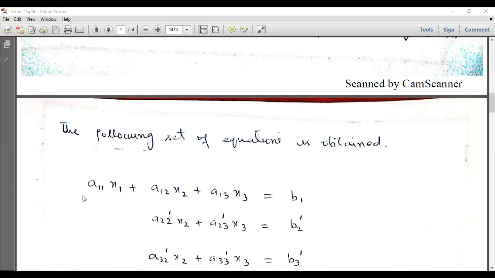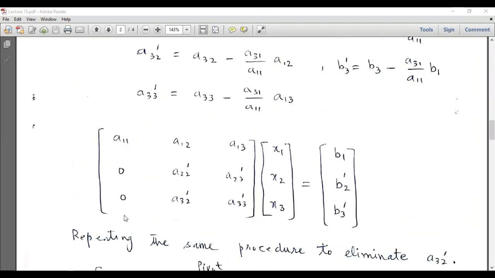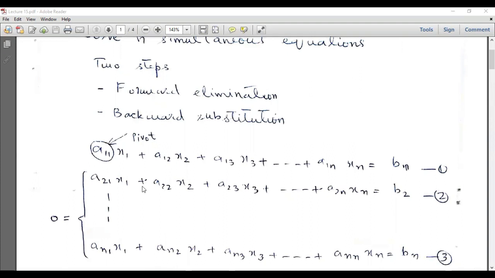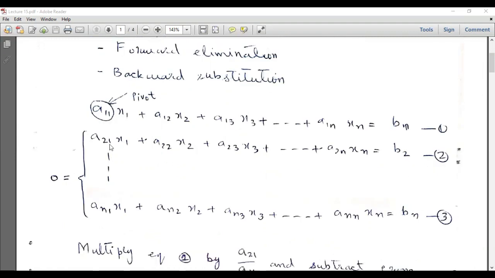Now the question is how we make these entries equal to 0. That method is very simple. These are our n simultaneous equations written over here. First, the first row will not be changed and will stay as it is. We have to make the first entry of the second row equal to 0. That can be done if we have an equation whose first entry is equal to the first entry of the second row. That can be achieved by multiplying the first row by a21 over a11.